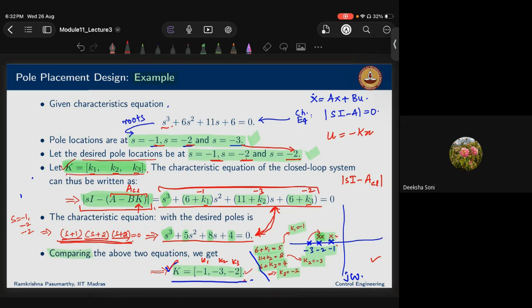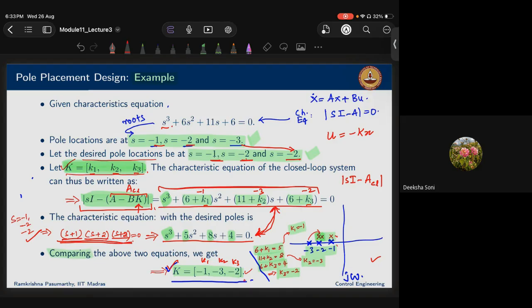Sir, that polynomial is s cube plus 5s square plus 8s plus 4. Yes, s cube plus 5s square plus 8s plus 4. So it is exactly the desired polynomial, the characteristic equation of the desired poles. Correct? Yes, sir. Now you understand the pole placement technique.